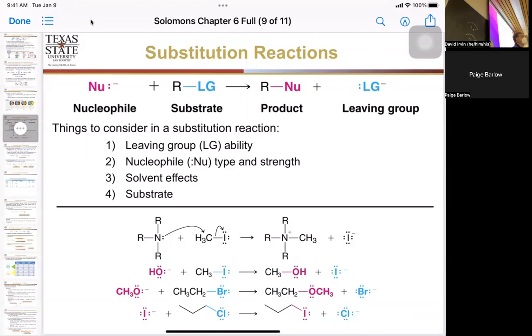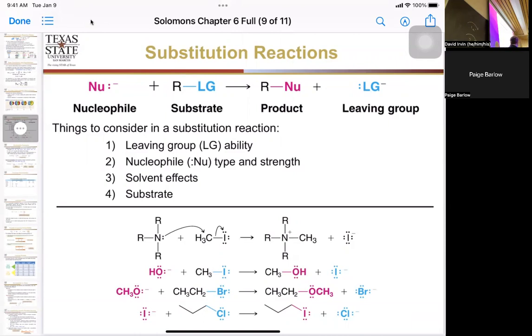Number 3, solvent effects. That doesn't seem possible, that a solvent could affect it. Remember, we have different types of bonding: dipole, hydrogen bonding. Those are going to affect the reaction. And then number 4, the substrate. By substrate, we mean the nature of the R group. Is it primary, secondary, tertiary? Is it hindered? Is it benzylic? Is it allylic? Those are all going to be things that matter.